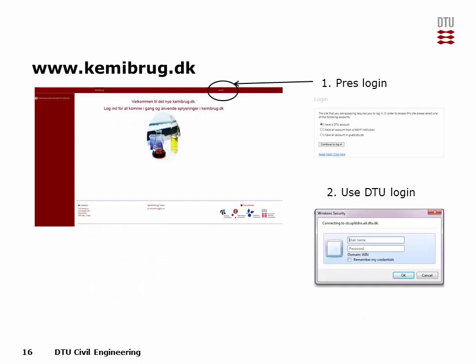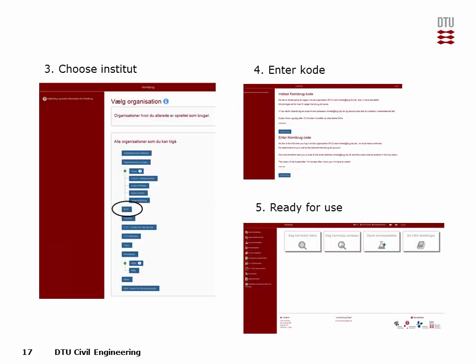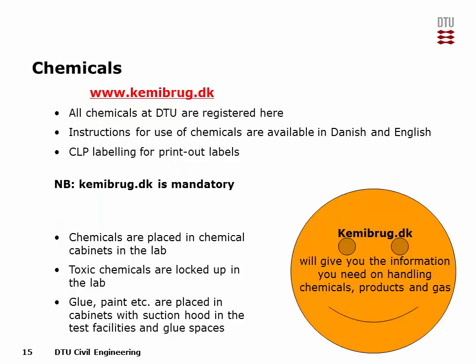To get full access to Chemibrew, use a computer at DTU and log in with your DTU login. Please use chemibrew.dk whenever you work with chemicals. The chemicals are stored in chemical cabinets in the laboratories. Toxic chemicals are locked up in the laboratories. Glue, paint, etc. are placed in cabinets with suction hood in the test facilities and glue spaces. Always remember that chemibrew.dk will give you the information you need on handling chemicals, products and gas.